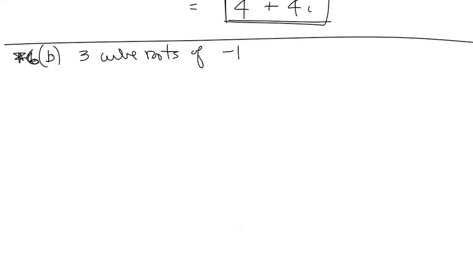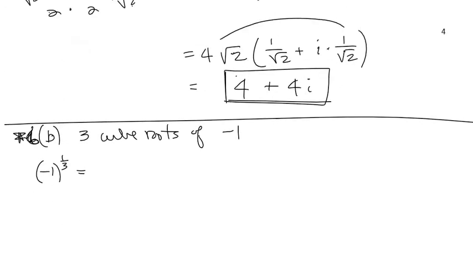All right, let's look at some of the root problems. Let's take a look at number 6b, where we're trying to find the 3 cube roots of -1. Just a reminder, every complex number except 0 has 2 square roots, 3 cube roots, 4 fourth roots, and so on. And so to get the cube root of -1, that means we're raising -1 to the 1/3 power. All right, let's rewrite -1 in modulus argument form.